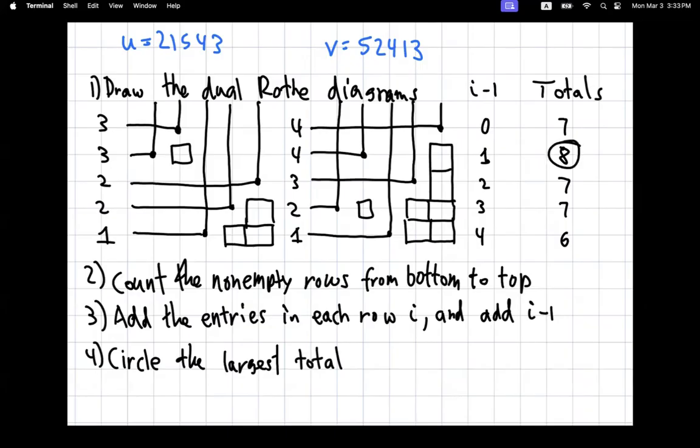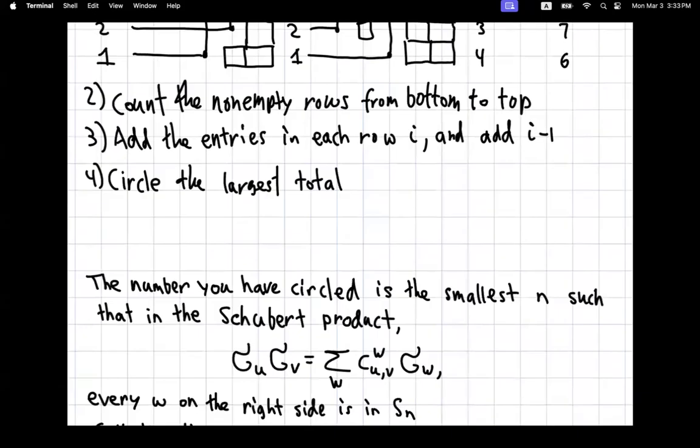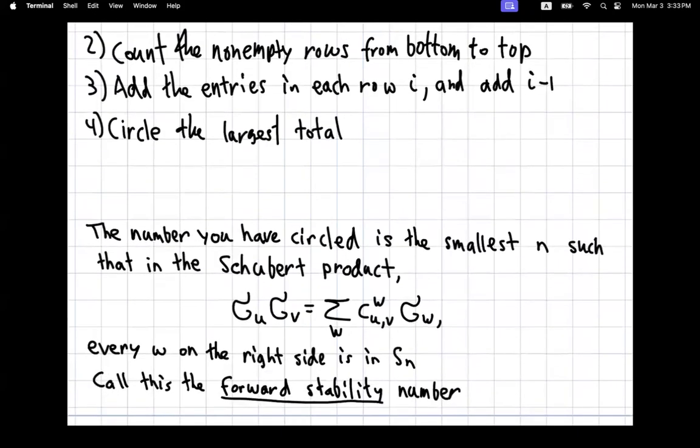Okay, and so that's our algorithm. It turns out that the number we've circled is exactly the smallest integer n such that if we take the Schubert product, Schubert U times Schubert V, and expand it in terms of Schubert W's, every W appearing on the right side with a non-zero coefficient lives in Sn. So Sn is the smallest symmetric group containing all of those permutations W. We're going to call this the forward stability number.